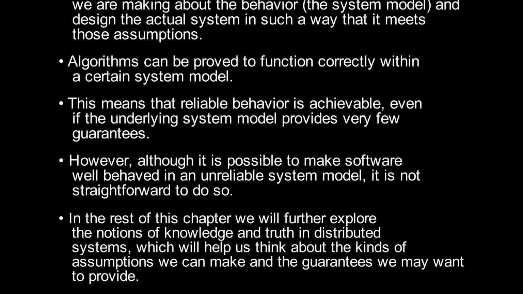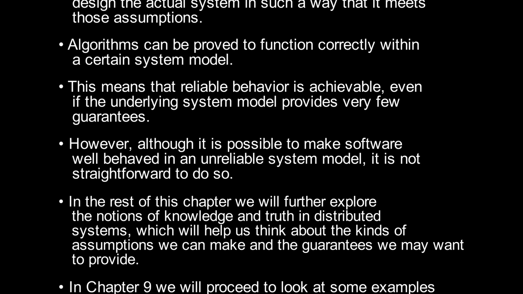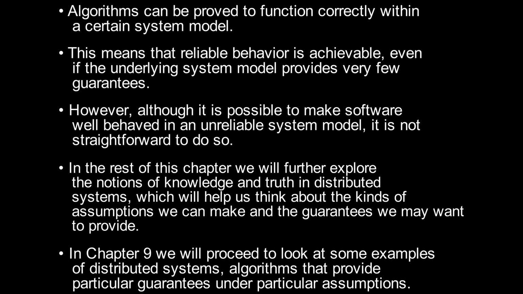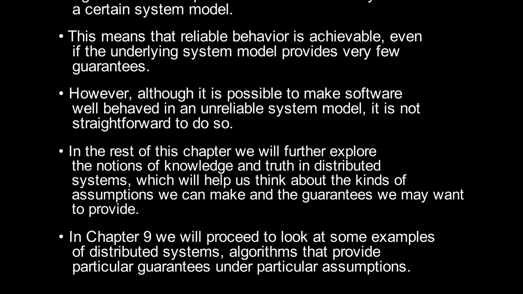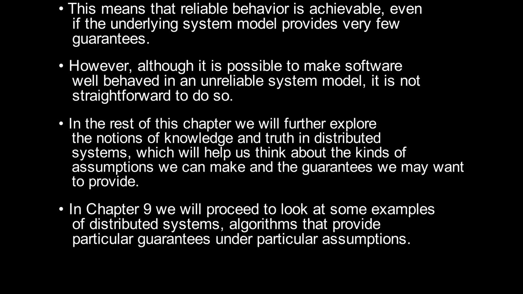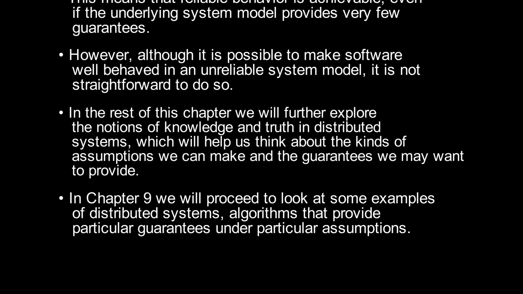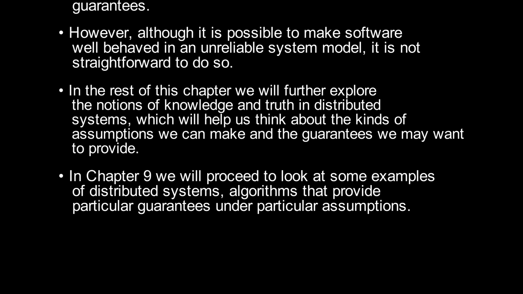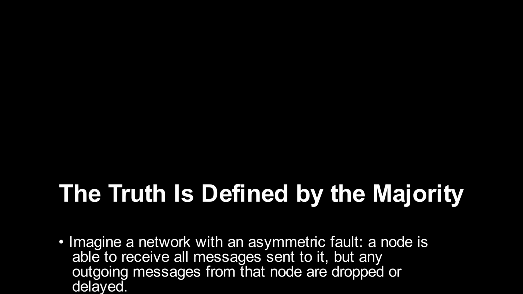However, although it is possible to make software well behaved in an unreliable system model, it is not straightforward to do so. In the rest of this chapter we will further explore the notions of knowledge and truth in distributed systems, which will help us think about the kinds of assumptions we can make and the guarantees we may want to provide. In Chapter 9 we will proceed to look at some examples of distributed systems, algorithms, that provide particular guarantees under particular assumptions.